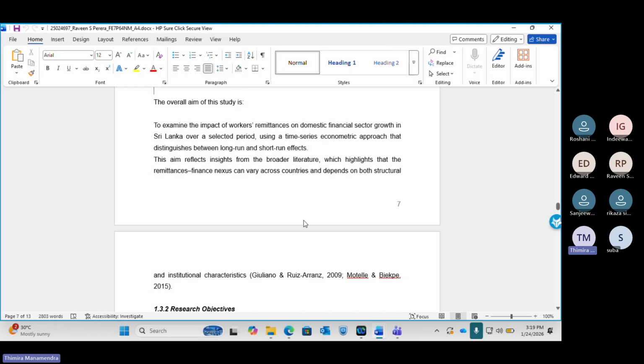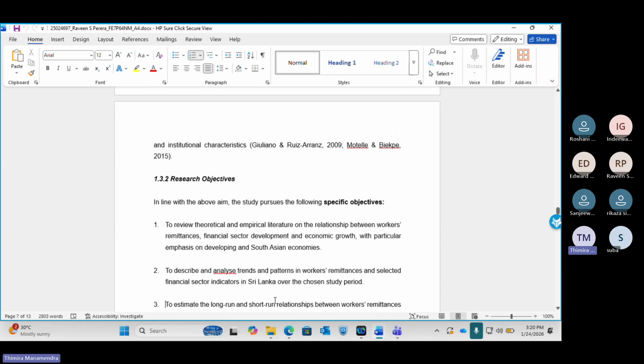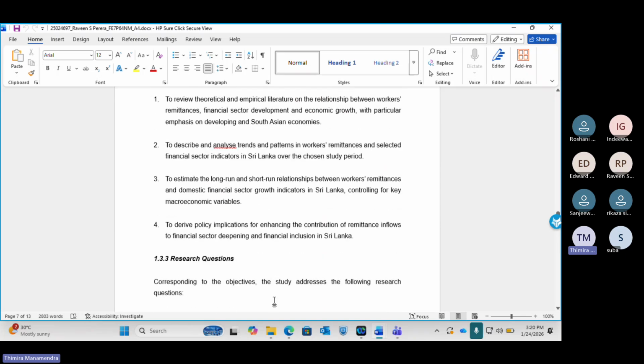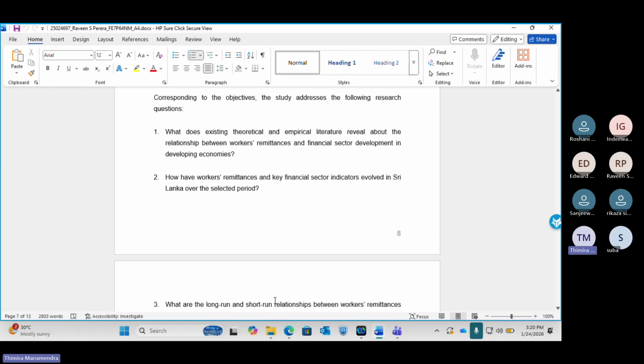Okay, Ravin, one thing you can do in terms of objective, you take off this reference in there. Because objective is what you're going to achieve. It has to be in your own terms and your own words. Okay, sir. You can get the insight from this previous study, there's no issue, but make it your own thing. Objectives 1, 2, 3, 4. To review theoretical, what does existing theory say, empirical? Okay.